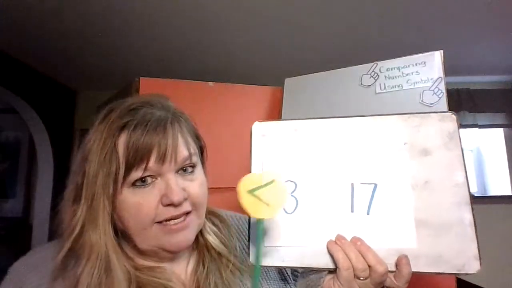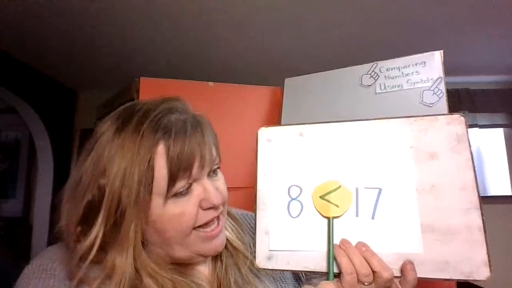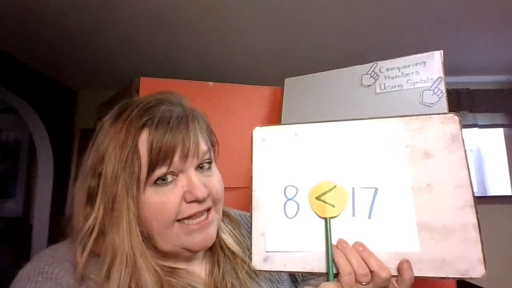All right, let's try this one. We have 8 and 17. Well, we want to use the symbol that has the mouth going towards the bigger number. So we would use this symbol. 8 is less than 17. And the alligator's mouth is pointing towards the bigger number.